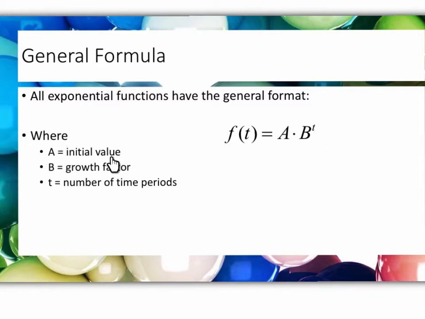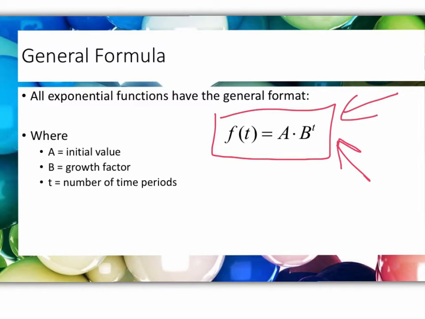So a is the initial value. Okay, that's what you start with. So we started with 100 milligrams of medication, or you can start with $100 in your bank account. Here's your growth factor. You can increase 6% over some time, or you can decrease 85% over time. And t is the number of time periods. Okay, so it could be 1 week, 2 weeks, 3 weeks, or 1 hour, 2 hours, 3 hours, or even years. So make sure that you have this written in your notes, box it, draw arrows to it, star it, highlight it, whatever you need to do to know that this is a very, very important formula.